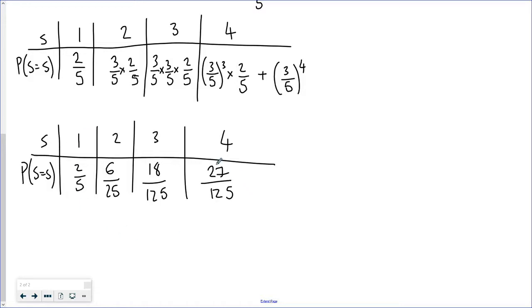Now, it's a good idea at the end to make sure that all these probabilities add up to 1. So let's just check they sum to 1, because these are all the possible outcomes of this experiment for our value of S.